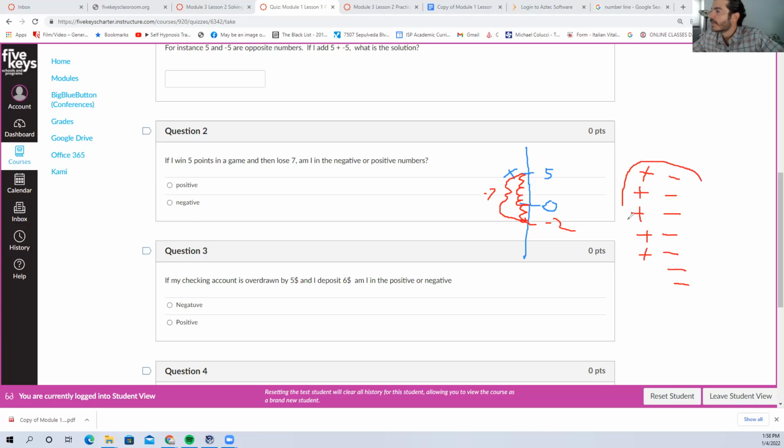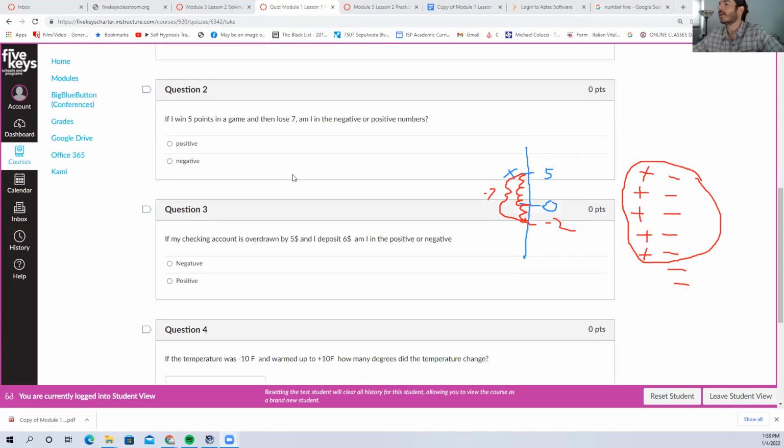These 5 go to 0. And I'm left with 2 negatives. So it's a negative number. Okay.